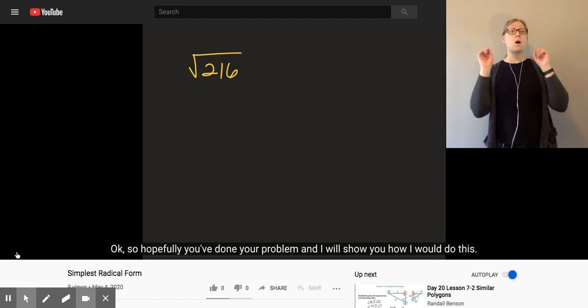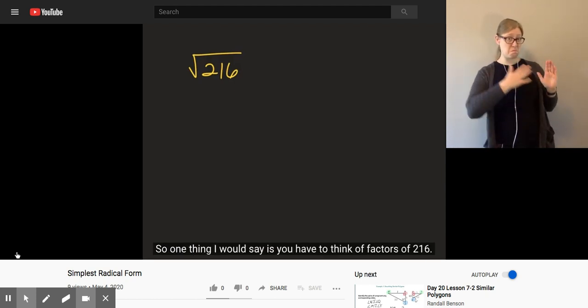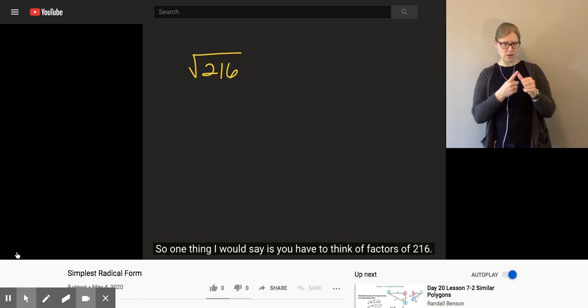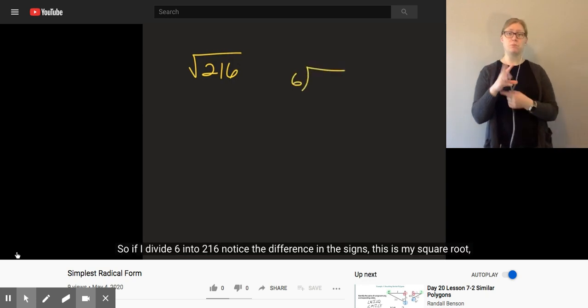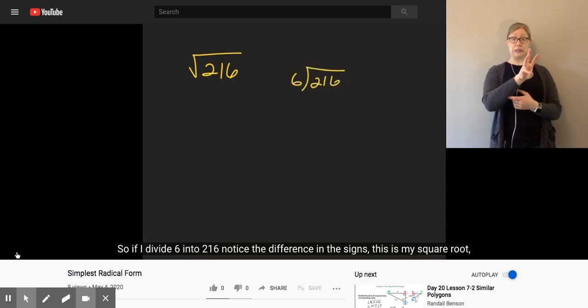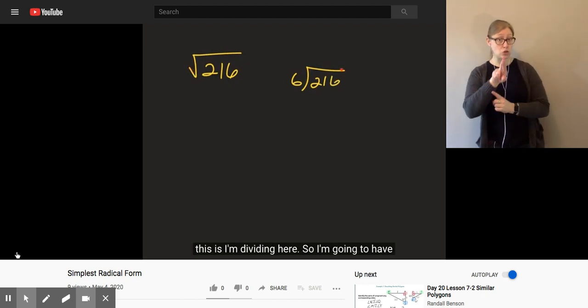Okay, so hopefully you've done your problem, and I will show you how I would do this. One thing I would say is you have to think of factors of 216. I happen to know that 6 goes into 216. So if I divide 6 into 216, notice the difference in the signs. This is my square root. Here I'm dividing.